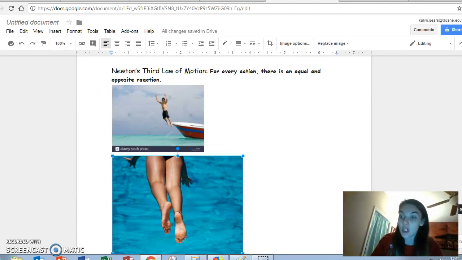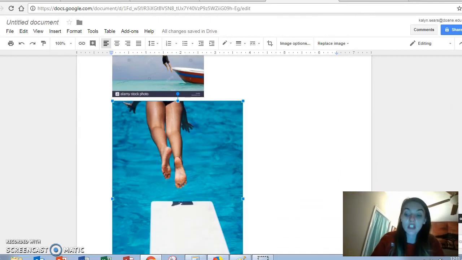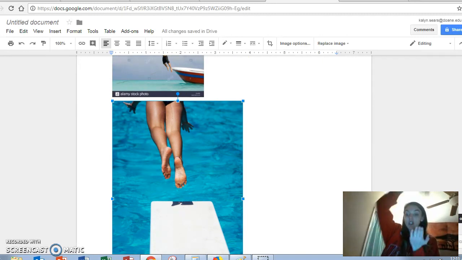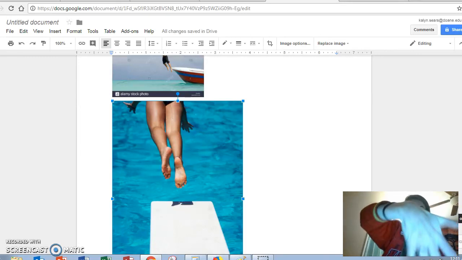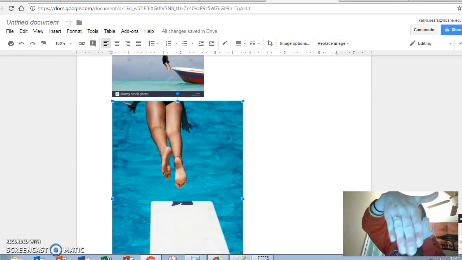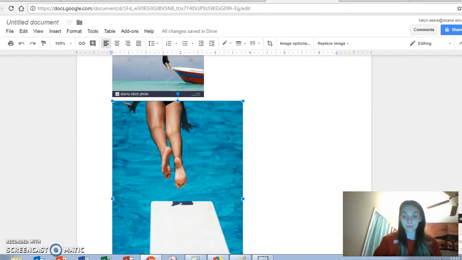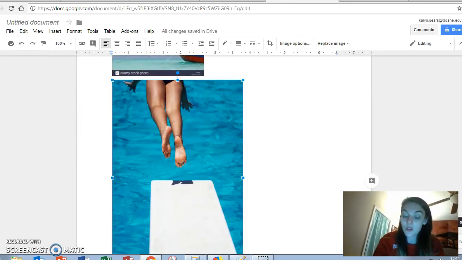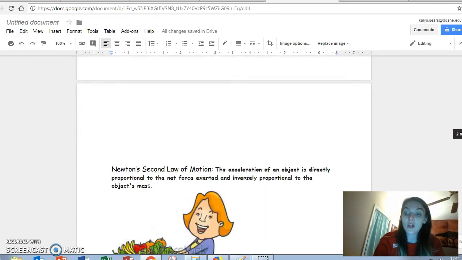The second picture is a picture of a lady diving, and she's diving off the board. So when the lady's here and she uses motion and she jumps off the board, the lady is going to go down while she's diving, and the board is going to move up. Those are Newton's three laws of motion.